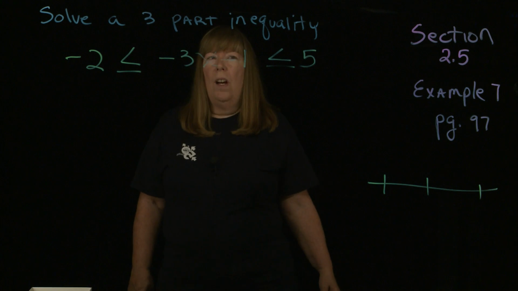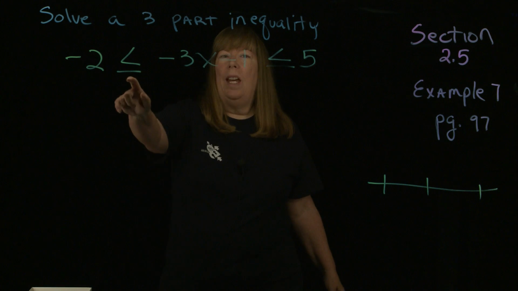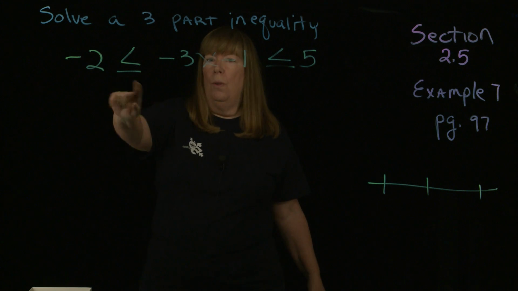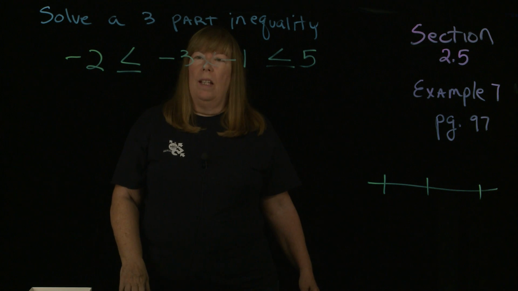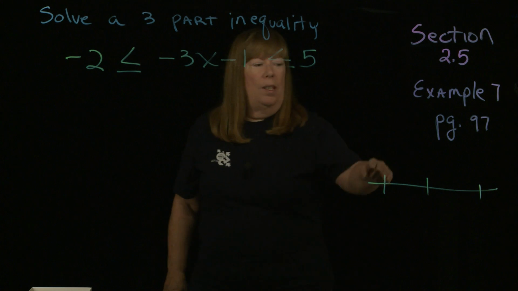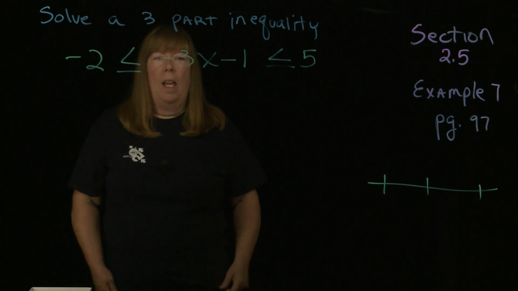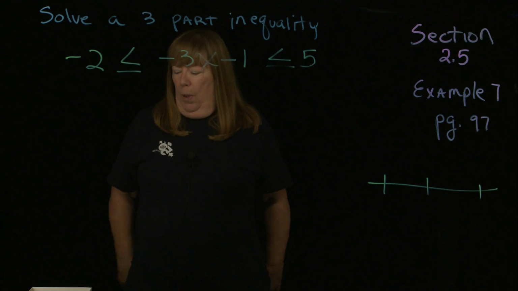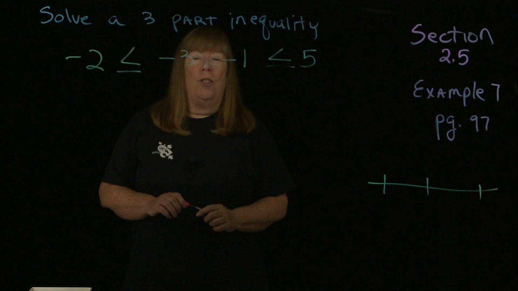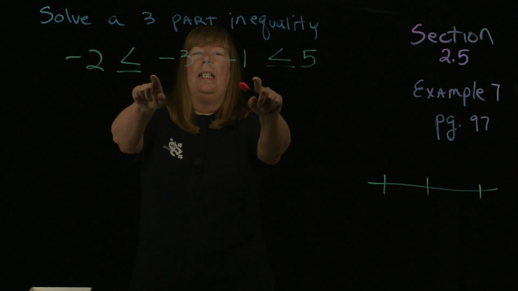This time we're going to solve a three-part inequality. Notice for the first time we have two inequality symbols in this equation. There's two of them, which means instead of just having a line going in one direction or the other, we're going to have something that goes in between two things, okay? So we can't just imagine this has an equal sign because you've never seen an equation that has two equal signs in it.